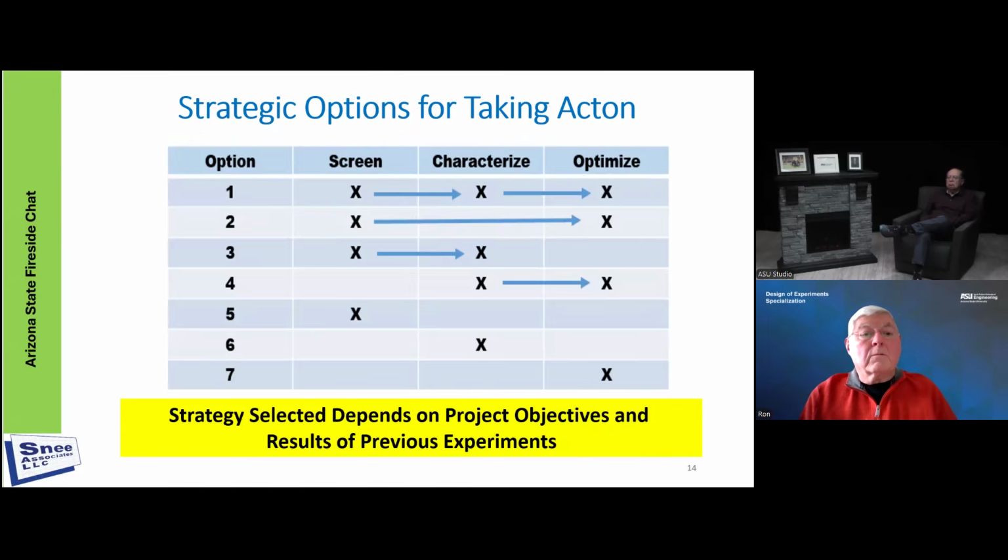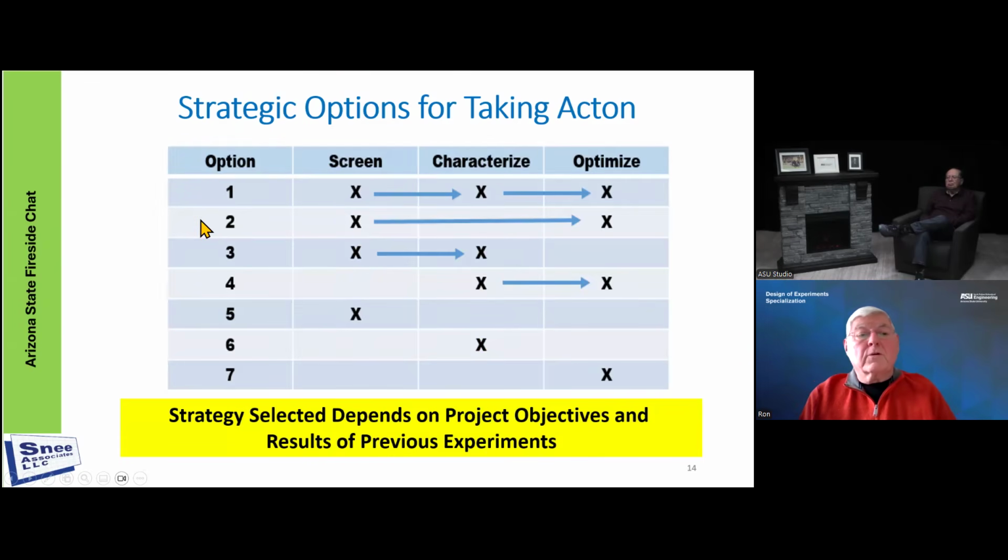Now, this strategy really has 7 different options. Option 1 is kind of the one which I showed you a moment ago. You start with screening, you move to characterization, and then optimization. The second strategy is you start with screening, and then you move from screening over here to optimize. Third one here is screening to characterization. Another one is you start with characterization, and then you move to optimize. And then the last 3, you might start in screening and solve the problem, take action at screening, or maybe it's with characterization, or maybe you're in the optimization phase. So it depends on the situation, these different options.